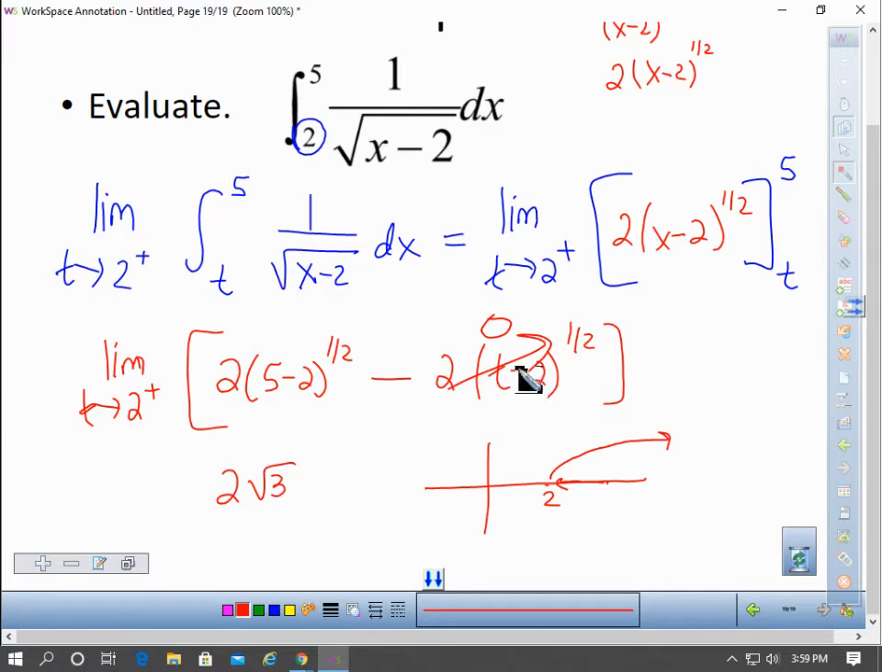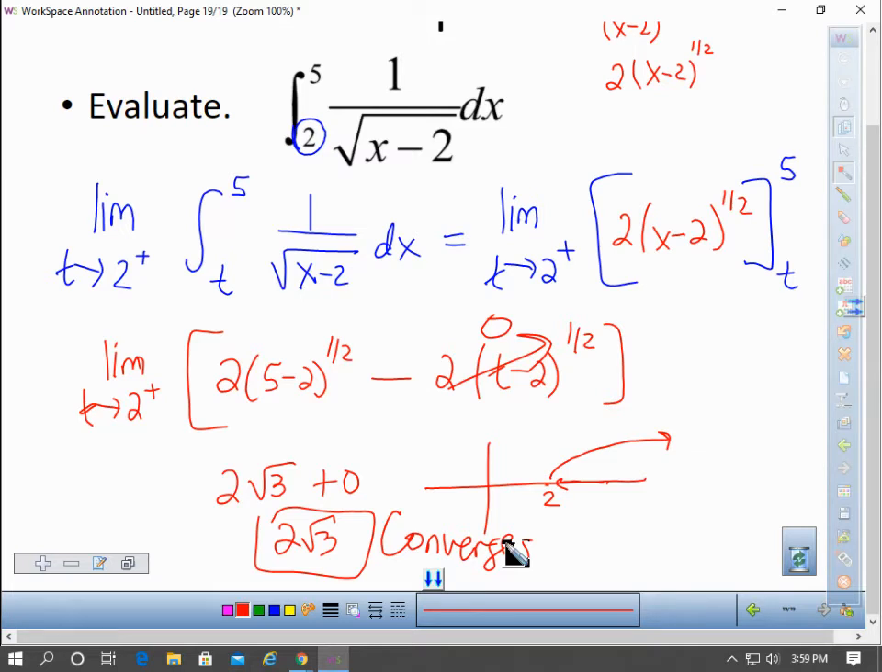Plus, if you just plug a 2 in here, you get 0. 2 minus 2 is 0. So this will be 2 radical 3 plus 0. So the answer is 2 radical 3. So this converges. I actually got an answer: 2 radical 3. Boom, done. That one doesn't seem as complicated as the other one because it wasn't any trig stuff.